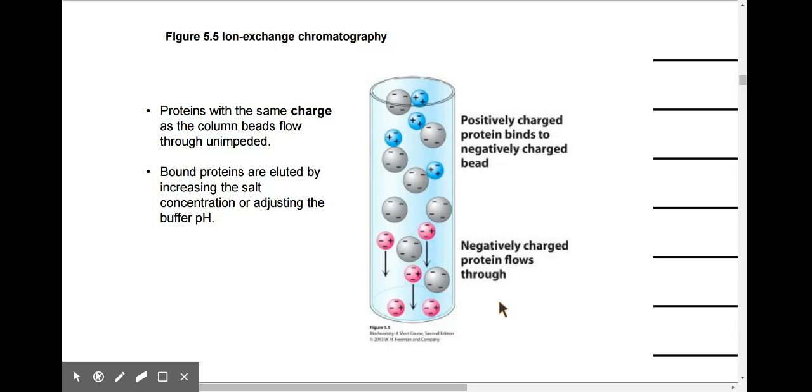When we run our mixture of proteins through this column and buffer, because the beads on the column, the stationary phase, are negatively charged, the proteins that are predominantly negatively charged are going to run through the column for the most part unimpeded. But those proteins that are predominantly positively charged are going to bond to those negatively charged beads. So how do we elute our protein of interest that's bonded to this column? Well, we can either change the salt concentration, like we talked about a minute ago, or alternatively, we can adjust the pH.